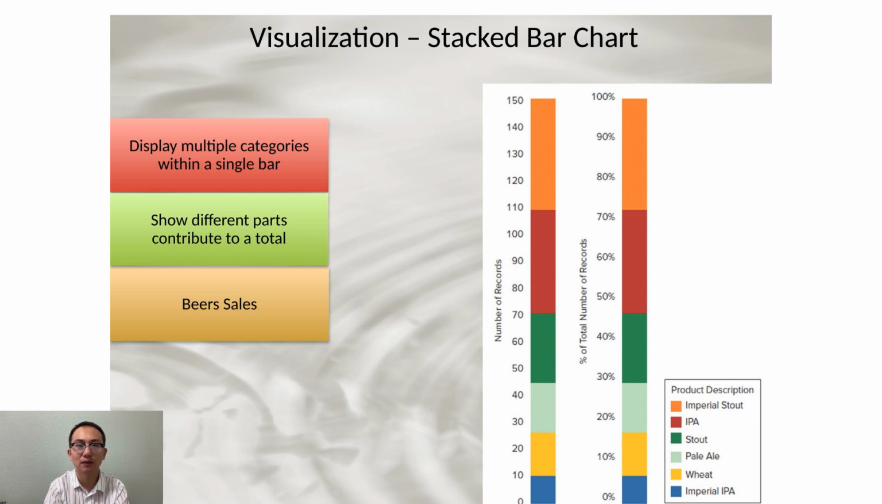Let's say you're comparing beer sales in 2025 and 2026. You can create a stacked bar for each year, and within each bar you break it down by type of beer sold. This way, you can easily see not only how total sales changed, but also how the mix of beer types shifted. Maybe people started buying more stout and less IPA.